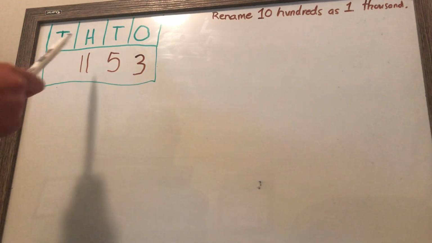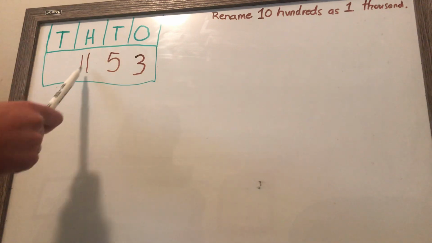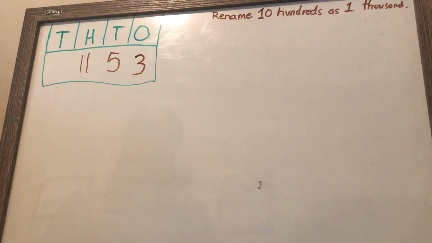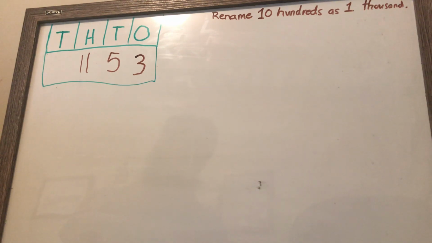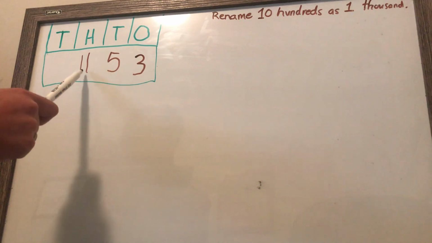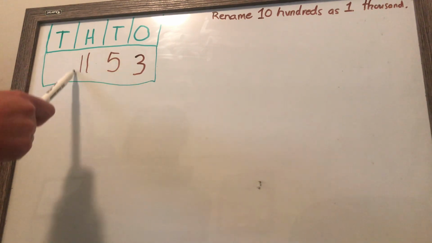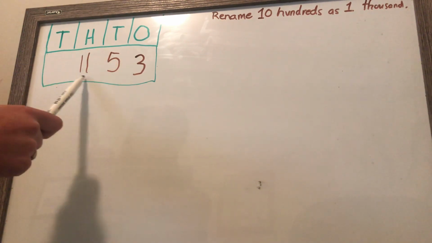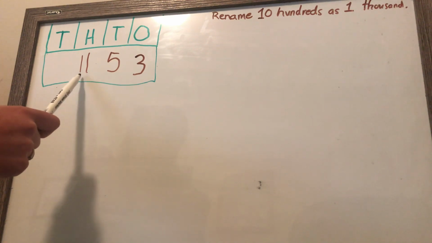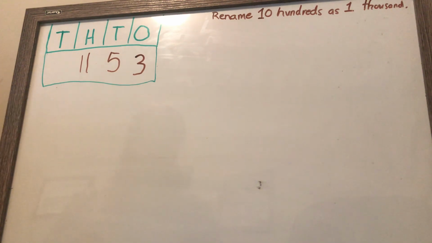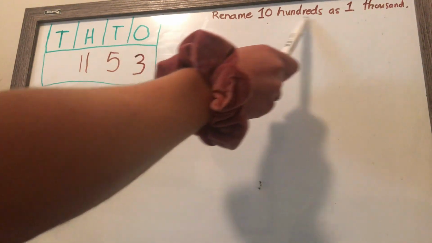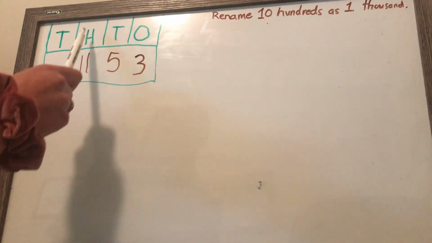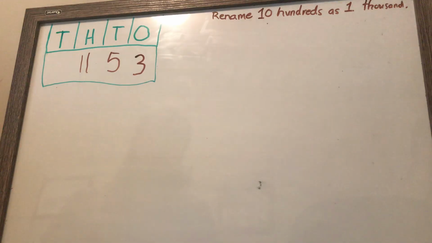How many hundreds do we have in our hundreds place value? We have 11. Do we need to rename 11 hundreds? Yes, we do, because we can only have 9 hundreds in our place value for hundreds. And this is greater than 9. 11 is more than 9. So we need to rename this right here. That's what we're going to be doing today. Renaming 10 hundreds, this right here, as 1,000. So let's draw this out.